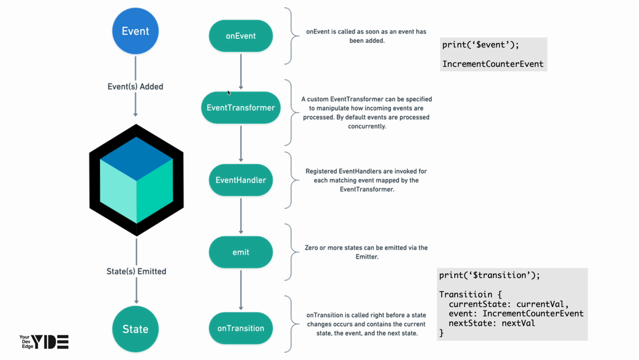The event that has passed through the event transformer is processed in the corresponding event handler, and a new state is generated by calling emit in the event handler. Before the actual state change occurs, the Bloc's transition event occurs and the onTransition function is called. This transition event consists of the current state, the event that triggers the state change, and the next state.